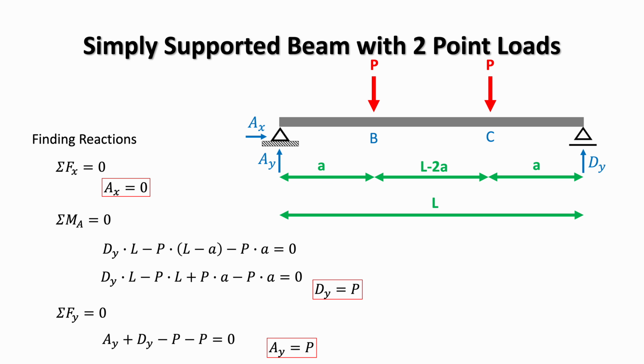And finally, we apply vertical force equilibrium. The sum of the vertical reactions must balance the 2 applied loads. Since the reaction at D is P, the reaction at A must also be P. So both supports carry equal vertical reactions, which is consistent with the symmetry of the loading and geometry.